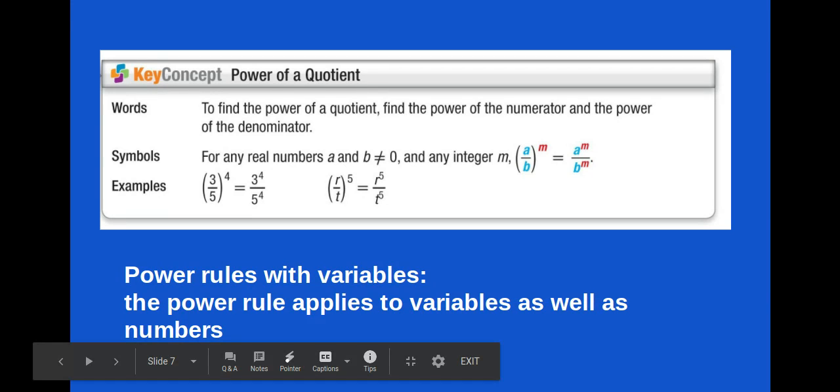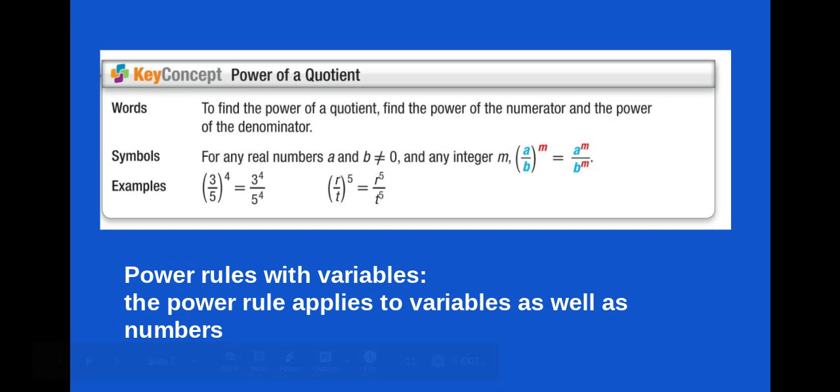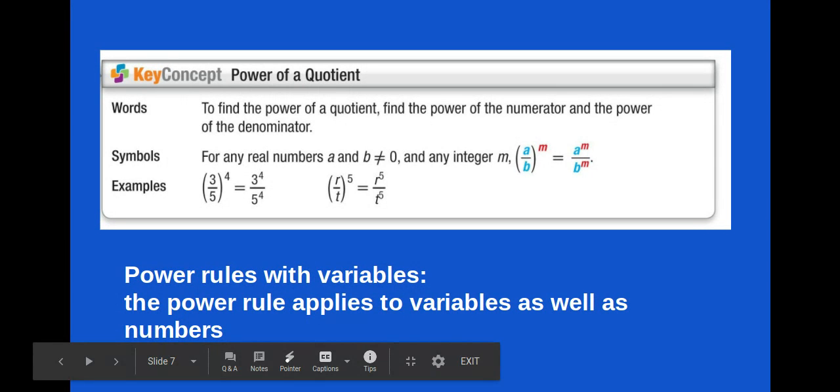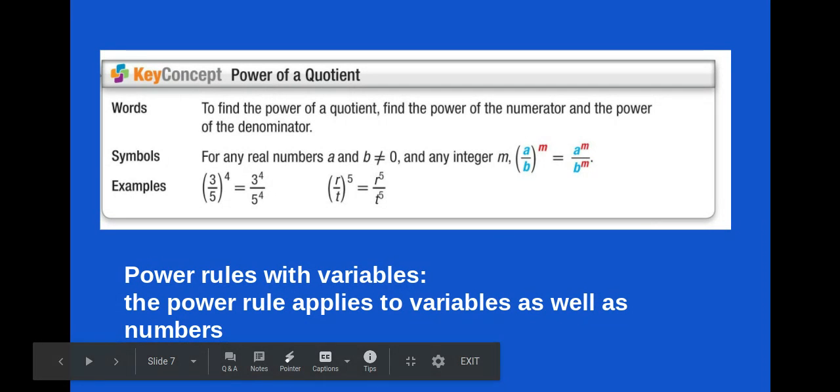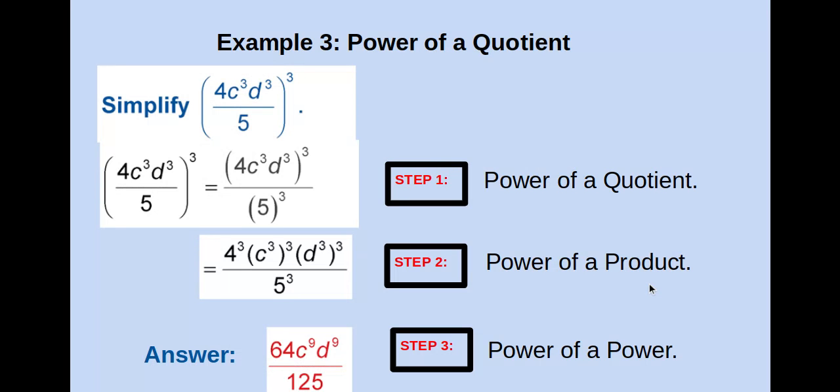Now, power rules with variables. The power rule applies to variables as well as numbers. So as you can see here, I used variables here with a, b, and m, and variables here with r and t, but the power rule applies to variables as well as numbers, so it applies if you're using numbers like 3 and 5 or r and t. They're the same, and it applies to both.